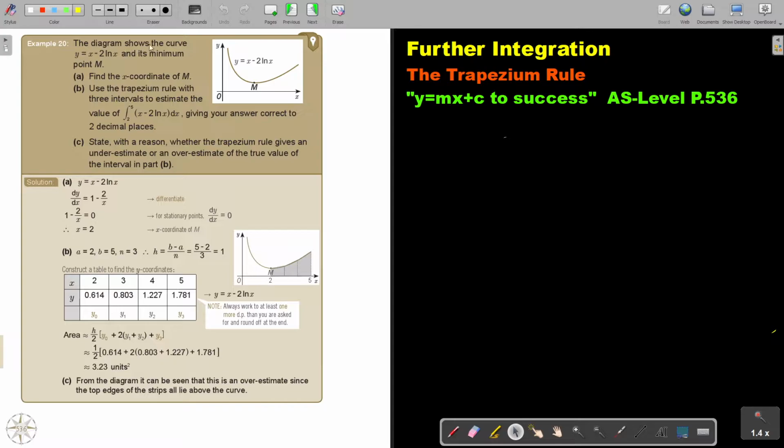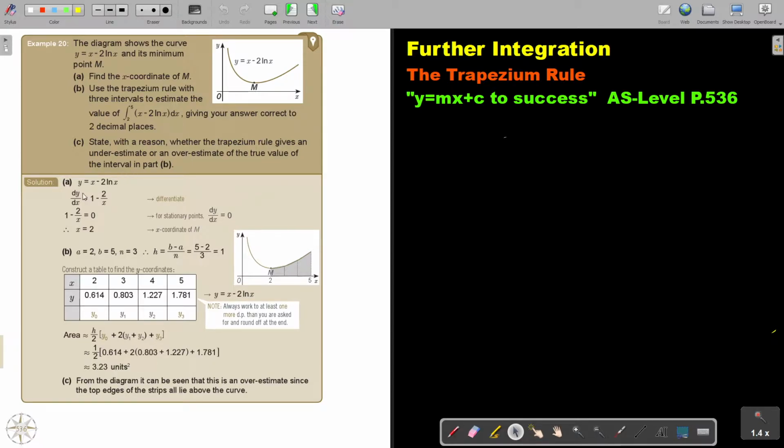The diagram shows the curve y equals x minus 2 ln x and its minimum point M. Find the x-coordinate. Always just note, if they ask for the coordinate, then both, or just the x. In this, they want just the x of M. Now, you can see that's a turning point. Turning point means it's a stationary point.